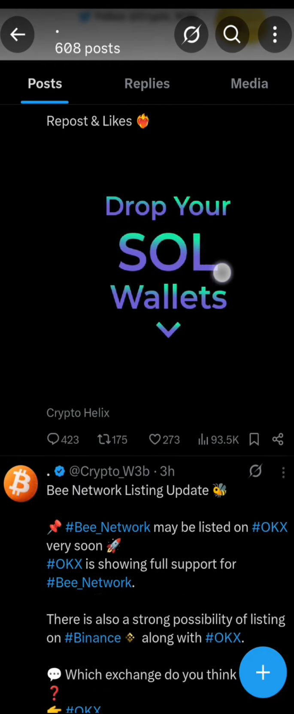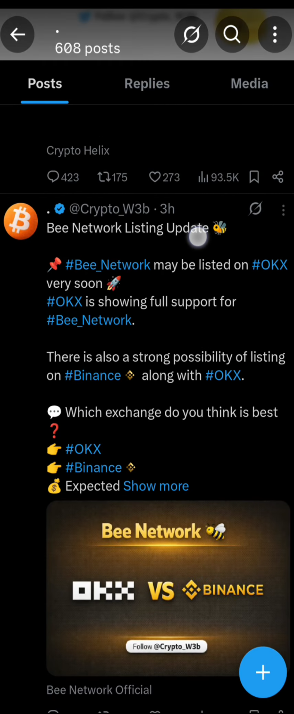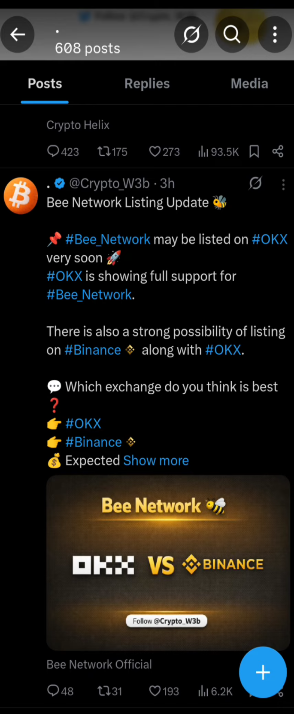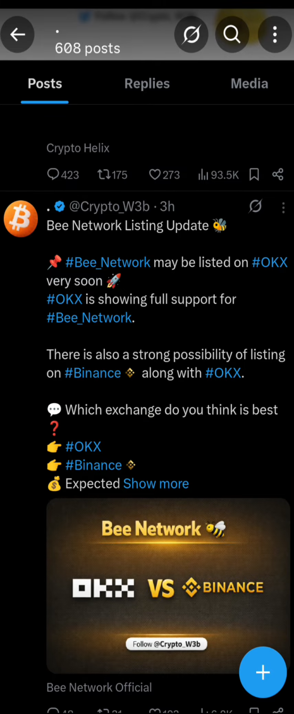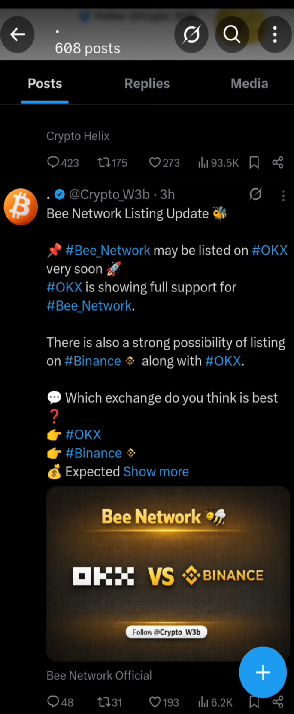So by that, we can clearly trust the information that is coming from this particular account called the Crypto Web3B right here. If you come right here, you can see that they made a post 3 hours ago, and this is what they said: B Network listing update. You can see the sign of the B. They say B Network may be listed on OKX very soon. OKX is showing full support for B Network. That is what OKX is showing, full support for it. And they say there is also a strong possibility of B listing on Binance along with OKX.